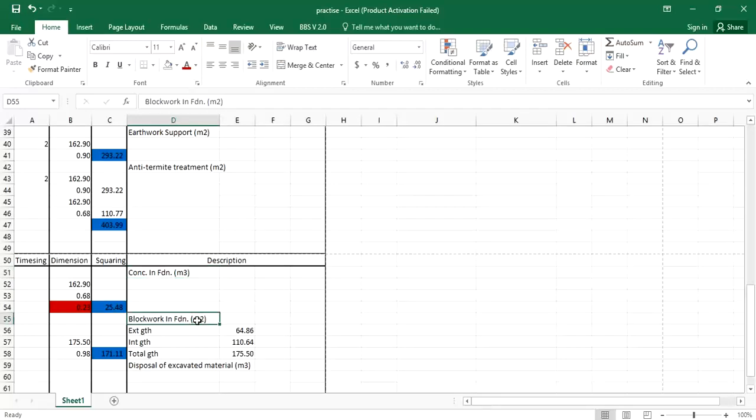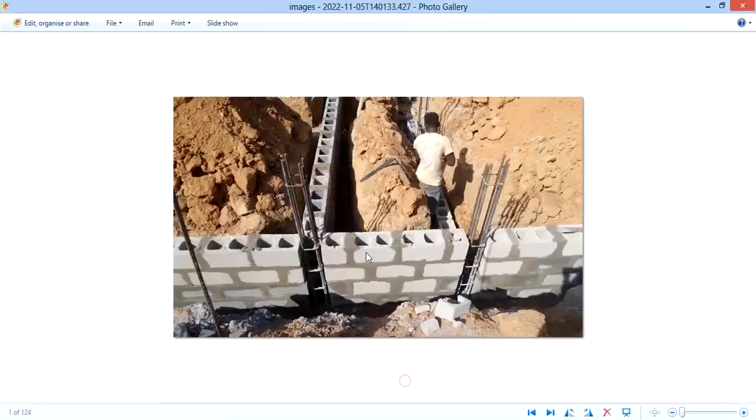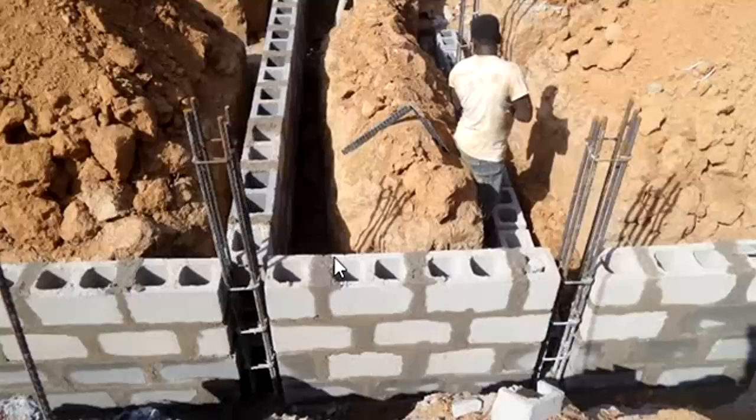To retain or backfill the excavated material, we have to deduct the concrete in foundation and the block work in foundation. Let me show you in this picture. To backfill our trench, we have to deduct the volume of the block work and the volume of the concrete footing, because the trench excavation is now occupied with the block work and the concrete footing.